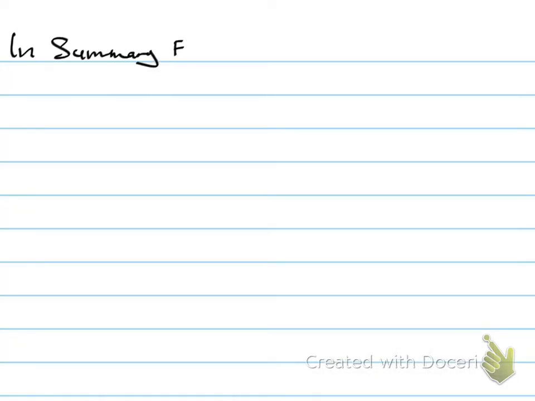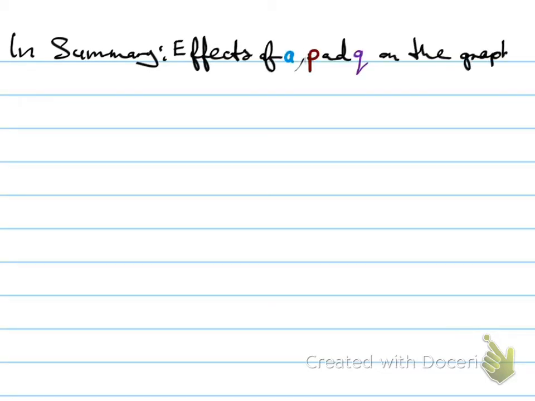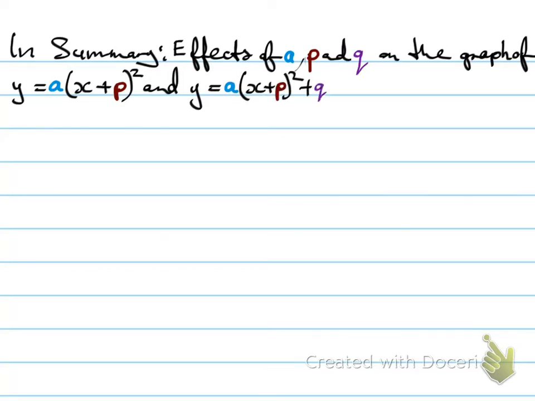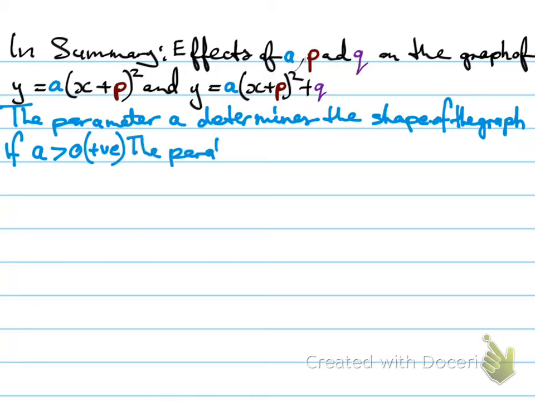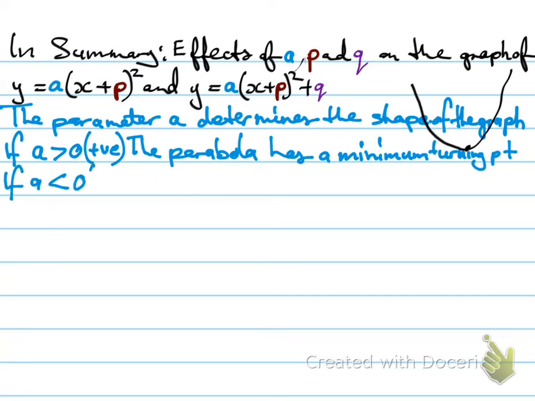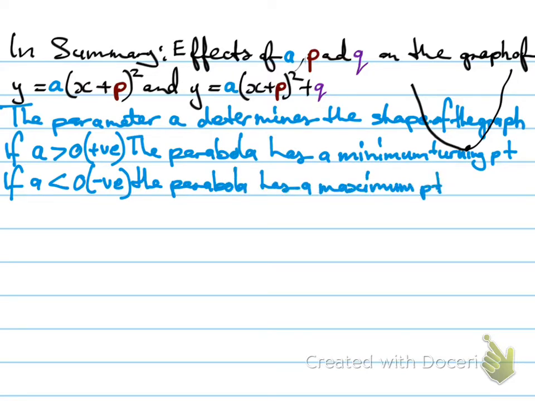So in summary, the effects of a, p, and q on the graph of y equals a open bracket x plus p close bracket squared plus q. So this is the completed square format of the quadratic. The effect of parameter a is the same as the one we determined in grade 10: it determines whether the function has a maximum or a minimum point. If a is greater than 0, then minimum point. If a is less than 0, maximum point.